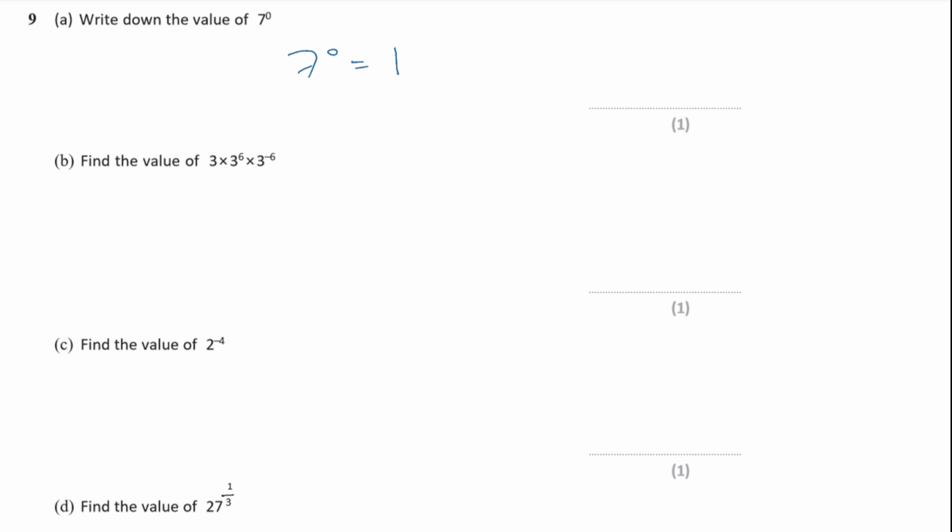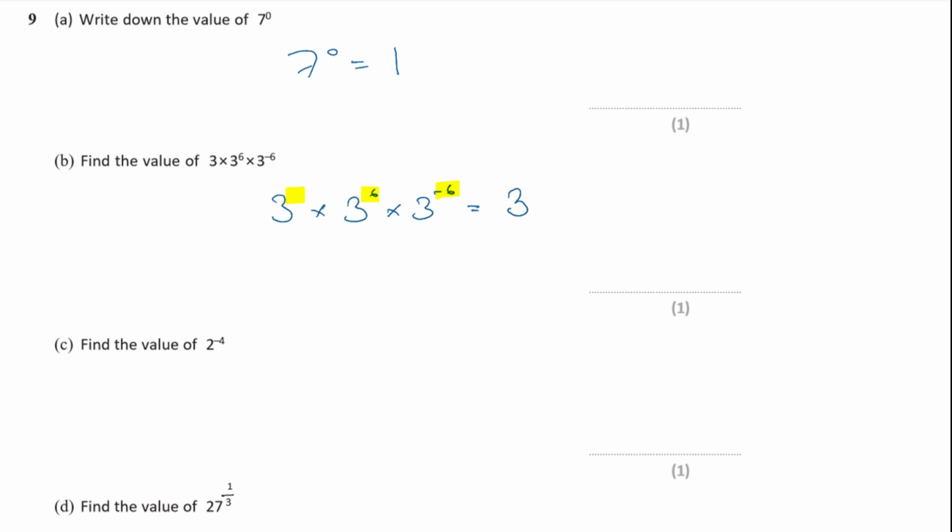Part B, 3 times 3 to the 6 times 3 to the minus 6. I've got three numbers with the same base that I'm multiplying together. When you've got numbers with the same base multiplied together, you simply add the indices. So I've got a minus 6 there, a 6 there, and what's there? That's a kind of an invisible 1, isn't there? So I've got 1 plus 6 minus 6. That is going to give me 1. So the answer is 3 to the 1 or just 3.